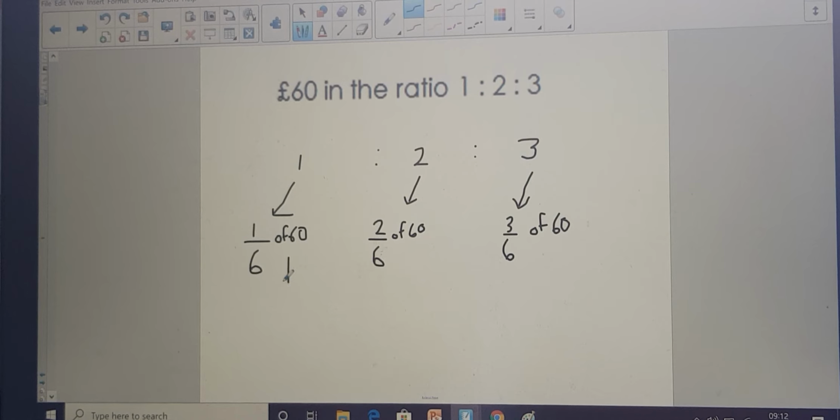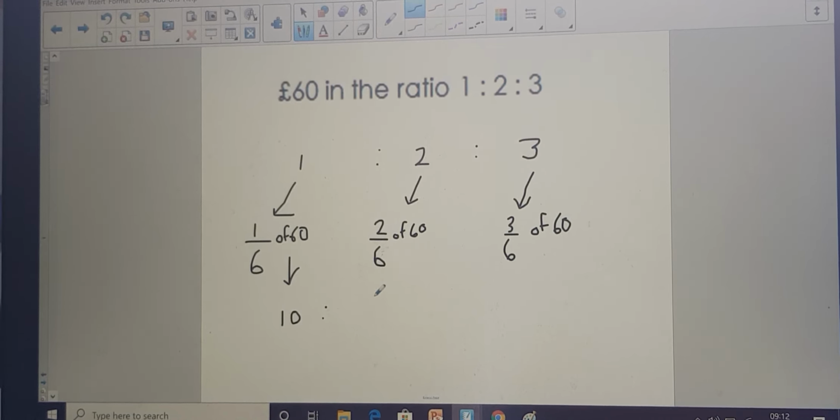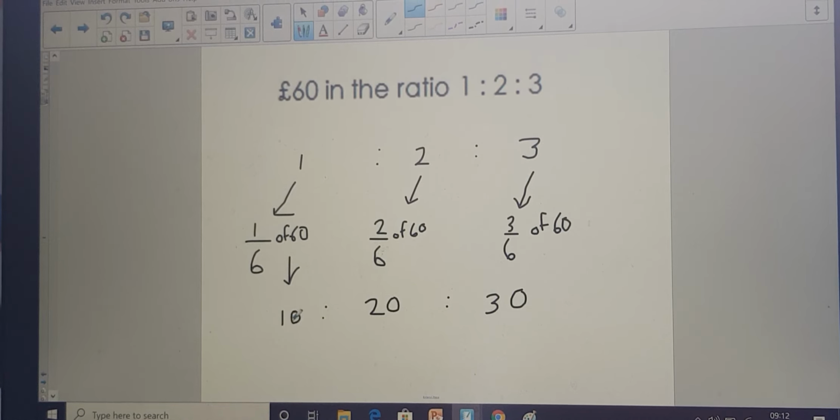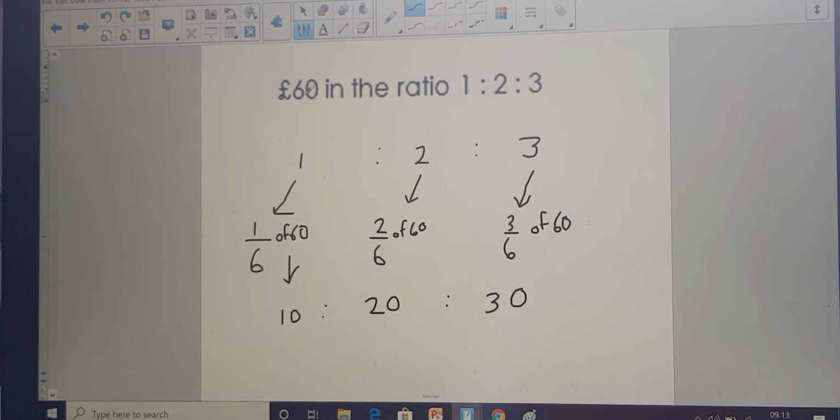So that's going to give me 60 divided by 6 is 10, times 1 is 10. 60 divided by 6 is 10 times 2, which gives me 20. And 60 divided by 6 is 10 times 3 will give me 30. Okay, so that one was relatively straightforward, and I can see quite clearly that if I simplified that, it would simplify to 1 to 2 to 3, and if I sum them together, I'll get 60 there. So that's how we divide or share into a ratio.